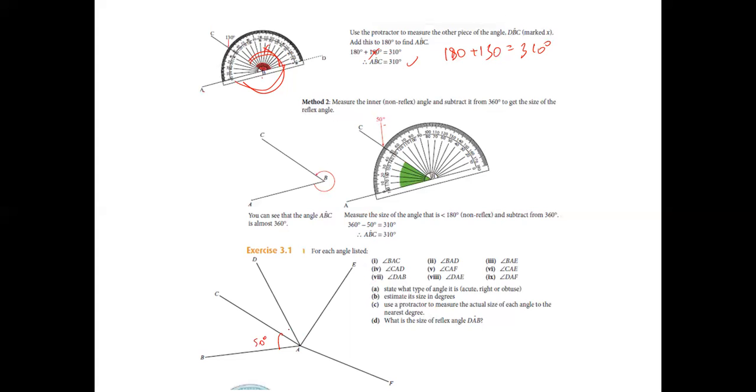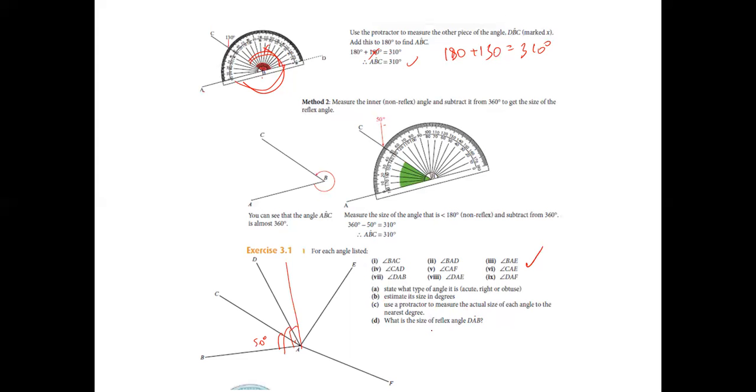So check with your protractor or online protractor. And also BAD. Where's BAD? BAD is also an acute angle because it's not a right angle. It's less than 90, approximately 70 or 75 degrees. And the others you can also check. State what type of angle it is: acute, right, or obtuse. Now estimate its size in degrees. Use a protractor to find the actual size of each angle to the nearest degree.